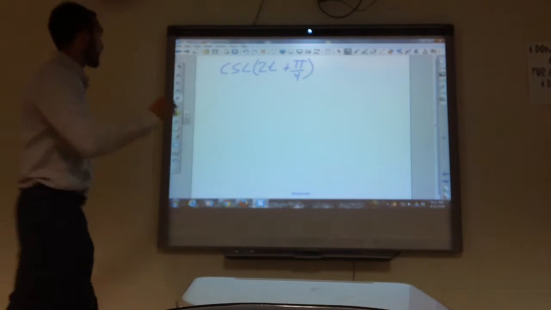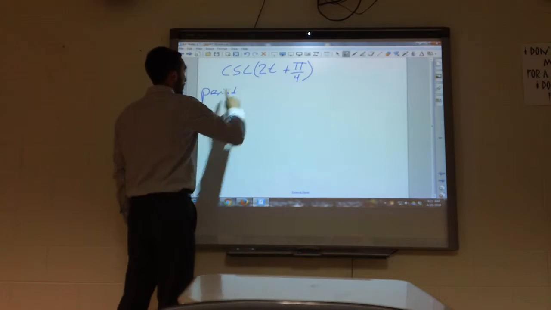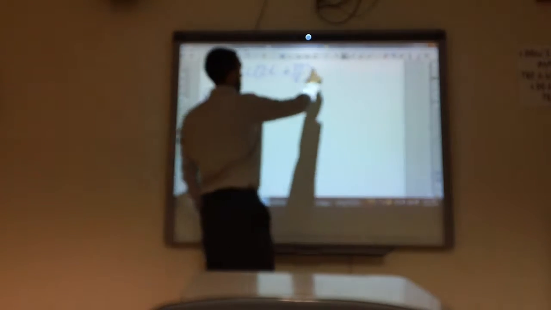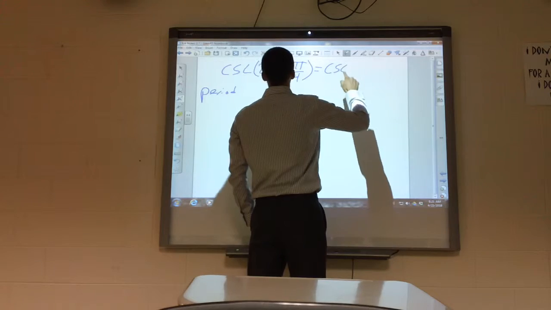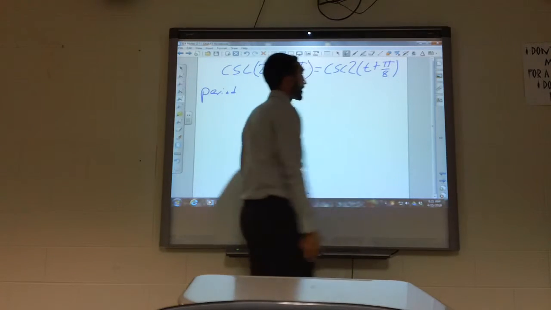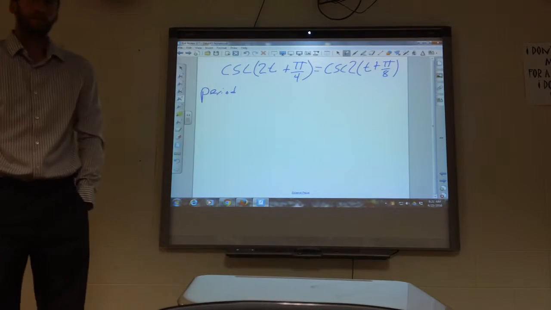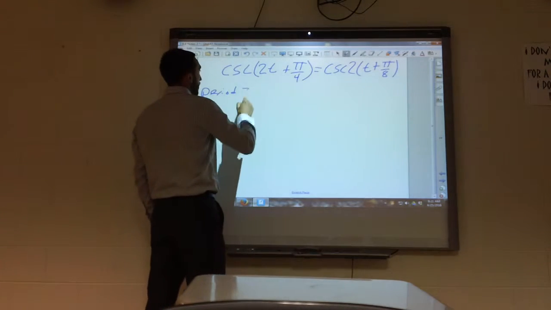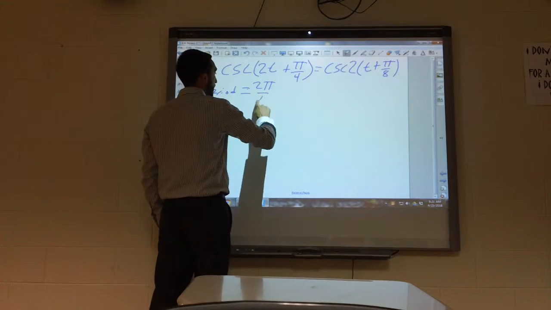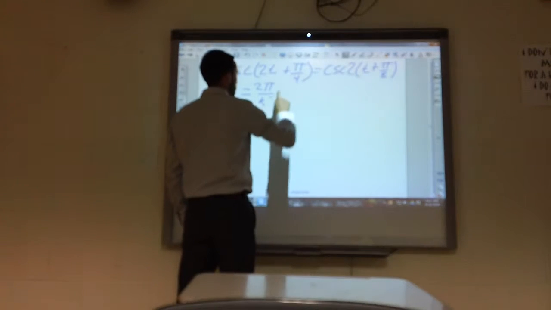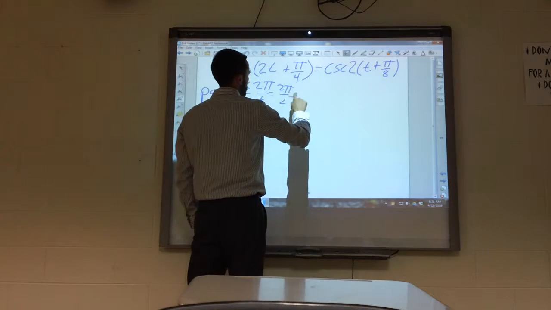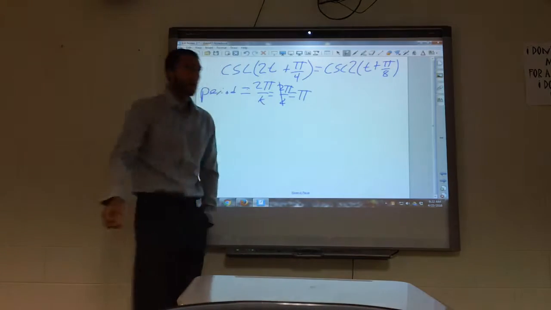Okay. So first thing we've got to do is find our period. Remember, when we've got this 2t in here, we have to divide that 2 out. So I really get cosecant of 2 times t plus pi over 8, because we have to divide both by 2. So now I get my period. Cosecant is 1 over sine, so we're going to have 2 pi over k. My k in this case is 2. The 2's cancel, and I get a pi.